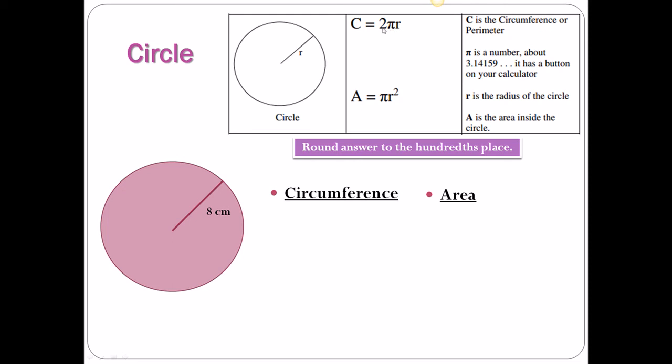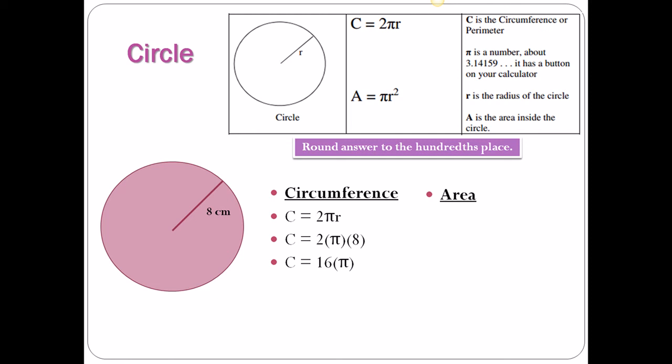When you have a number next to a pi, that means multiply. When you have a pi next to a letter, it means to multiply. So let's substitute in 2 times pi times, and what's our r? What's our radius? 8. So I have 2 times pi times 8. Now, multiplication is commutative, which means I can multiply in any order as long as I multiply everybody. And I'm doing 2 times 8 because that's 16. Then I'm going to multiply by pi.